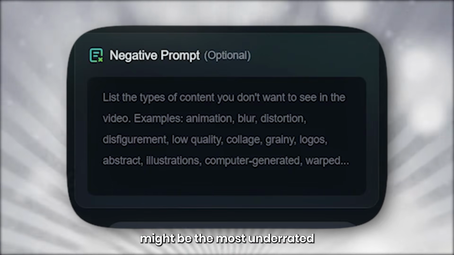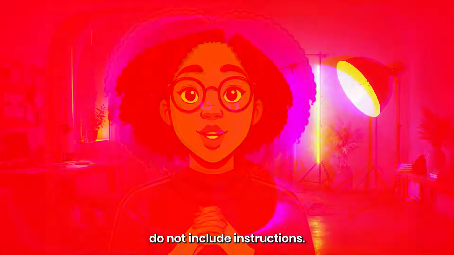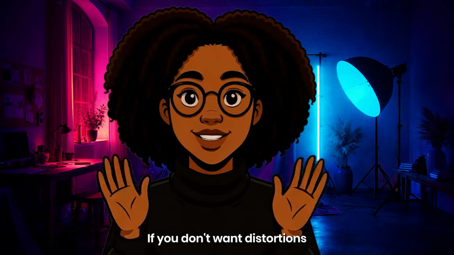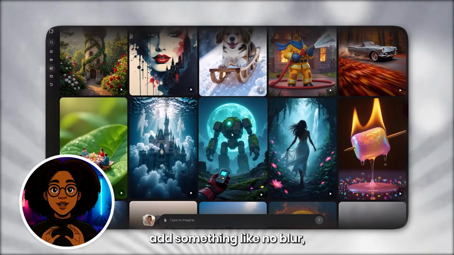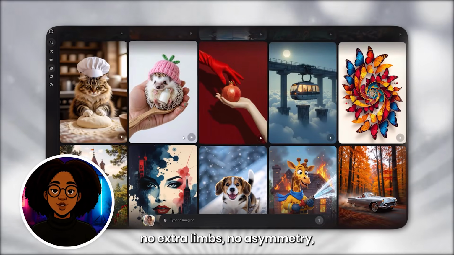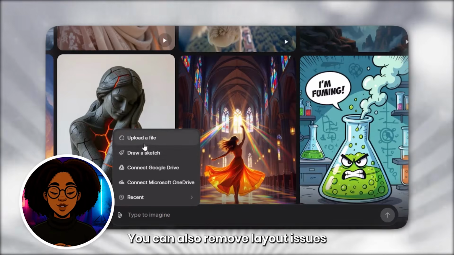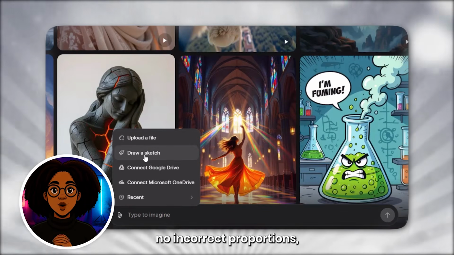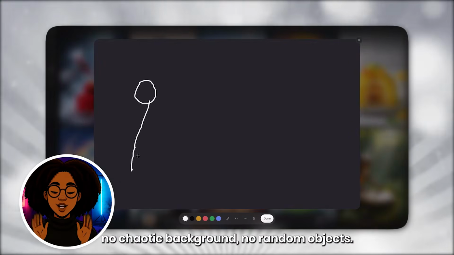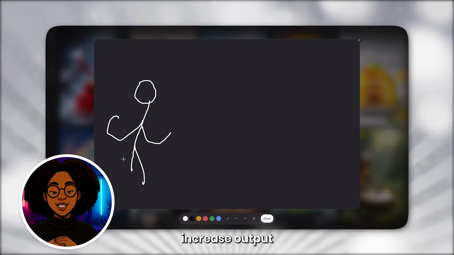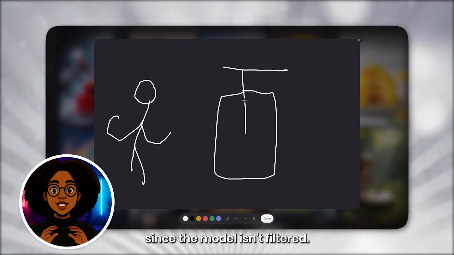Negative prompts might be the most underrated tool in Grok Imagine. These are the do not include instructions. If you don't want distortions, weird artifacts, or unnecessary elements, add something like no blur, no distortion, no extra limbs, no asymmetry, no low-quality textures. You can also remove layout issues by adding no incorrect proportions, no chaotic background, no random objects. Negative prompts dramatically increase output consistency, especially in Spicy Mode since the model isn't filtered.